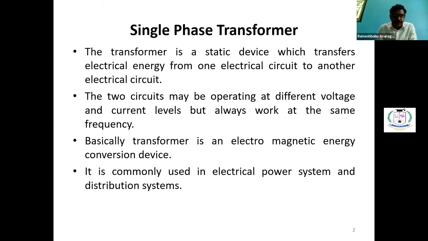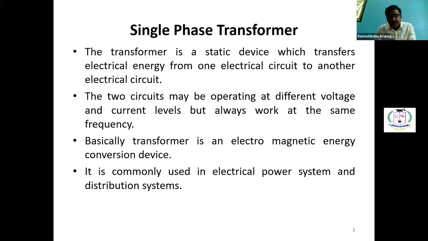right? So a transformer is a static machine which transfers electric power from one circuit. Here one circuit is nothing but the primary winding and the other circuit is nothing but the secondary winding. So it transfers the electrical power from the primary winding to the secondary winding. Okay, and the ranges of the voltage and current vary from the primary winding to the secondary winding. So the voltage and current rating of the primary winding is different from the secondary winding.